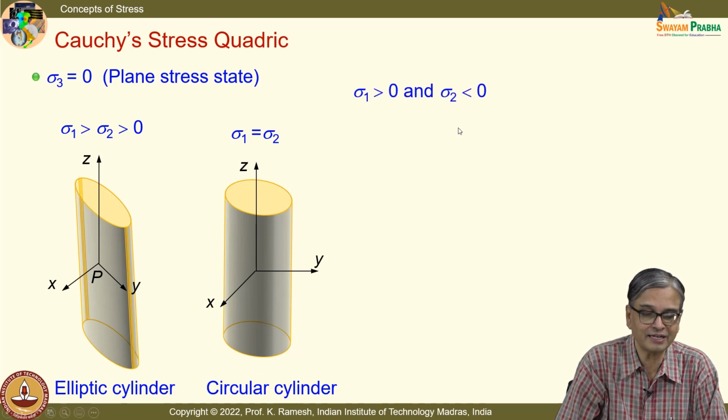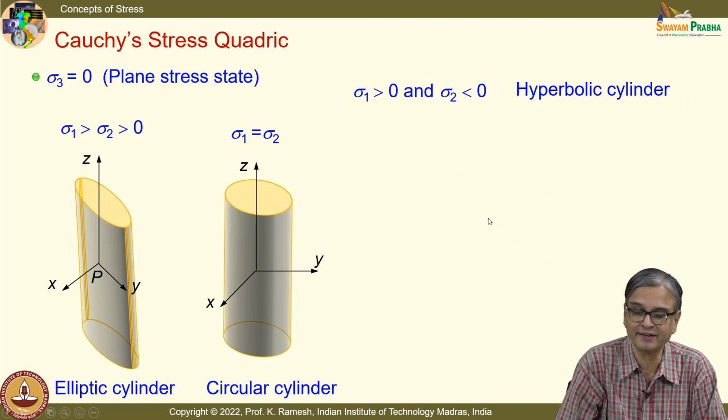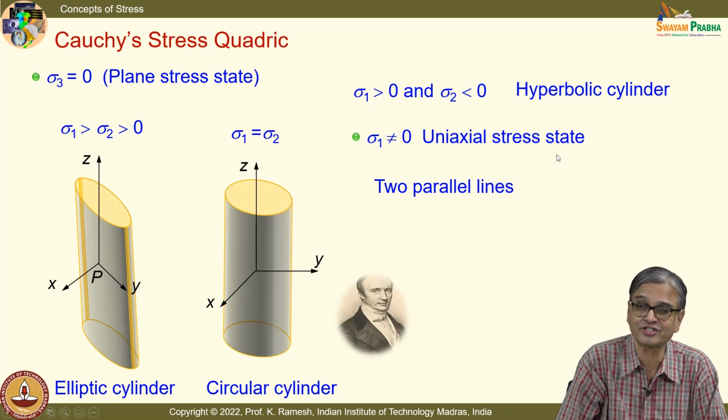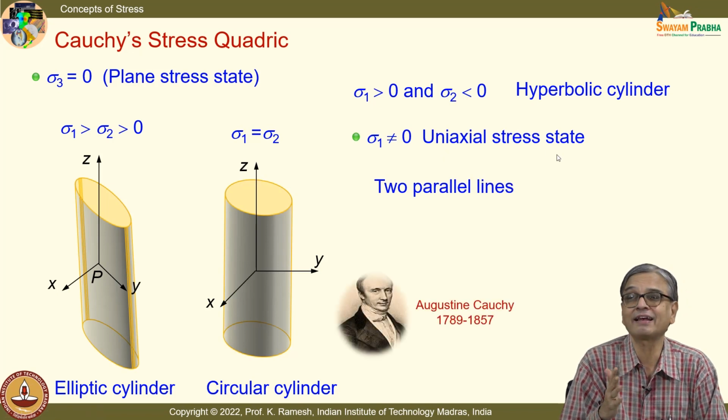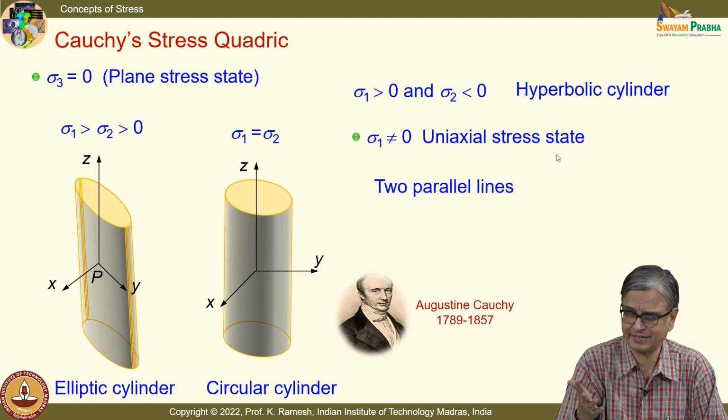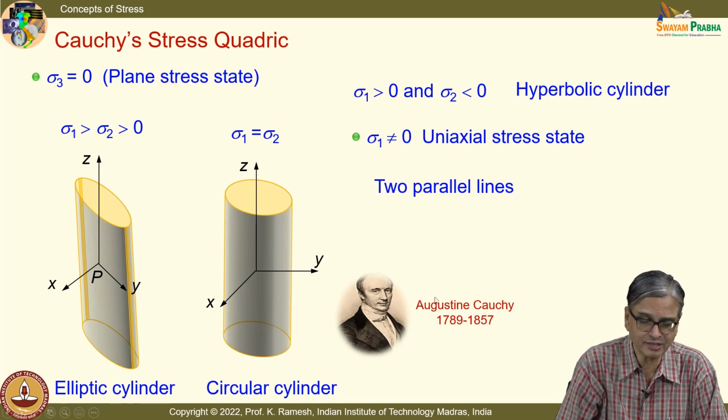And you also have very complicated shapes when sigma 1 is greater than 0 and sigma 2 is negative. I get a hyperbolic cylinder. It was difficult for me to plot, so I left it. And when sigma 1 is not equal to 0, that is a uniaxial stress state, you get two parallel lines. From a graphical point of view, when people were groping in the dark, this gave some light, and there is no specific year when this was developed, but it should be much before Mohr circle. It was credited to Cauchy, so it should be before 1857.